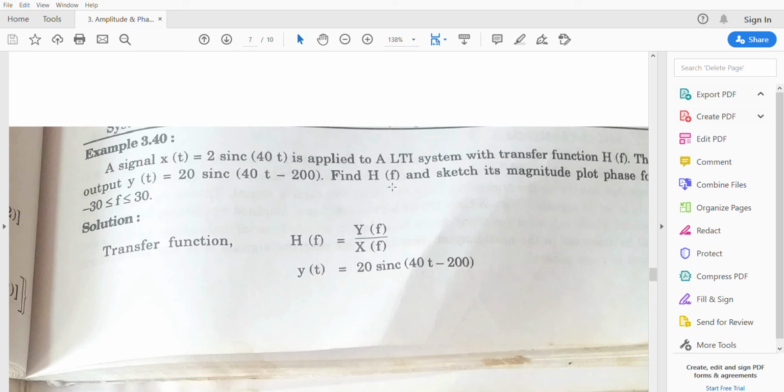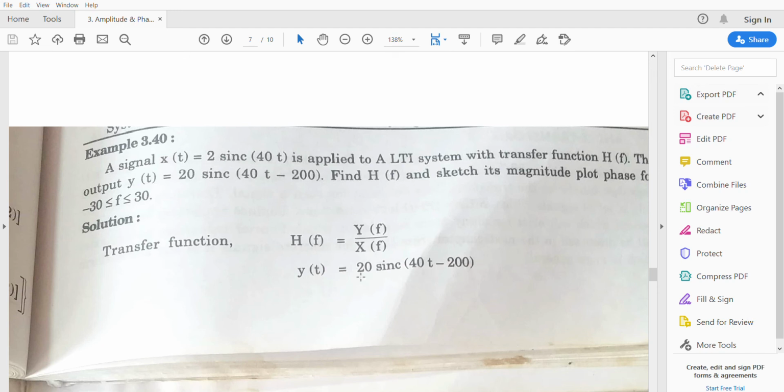in the frequency domain. We have already seen that H(f), the transfer function of the system in the frequency domain, is equal to output upon input, that is Y(f) divided by X(f) in the frequency domain. So now what is required here? First of all, convert the given y(t) and x(t) into which domain? Frequency domain. So y(t) = 20 sinc(40(t - 200)).